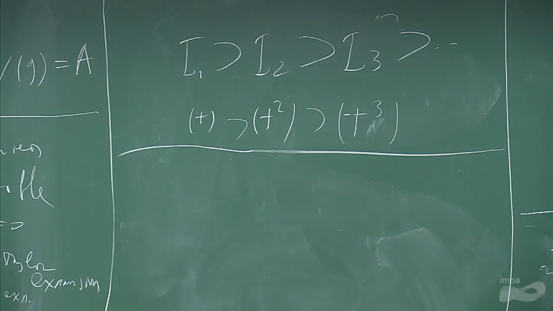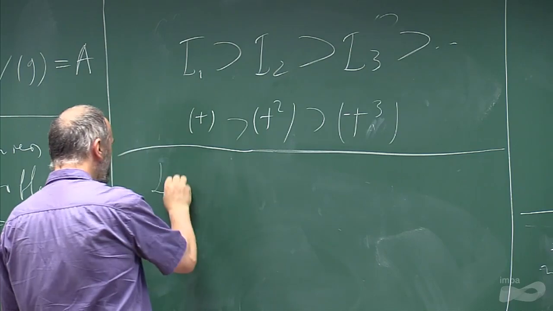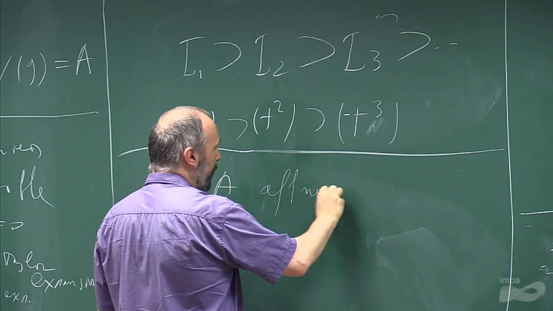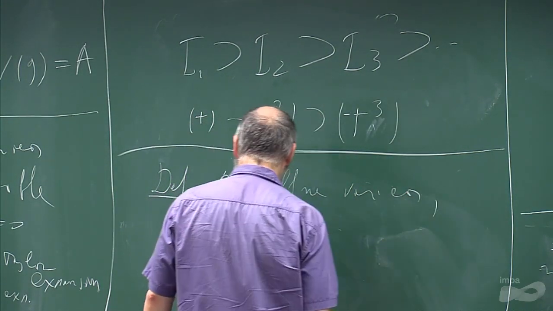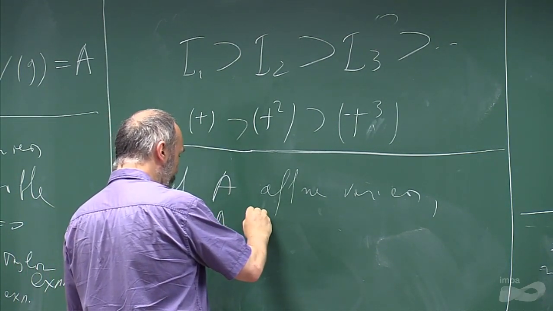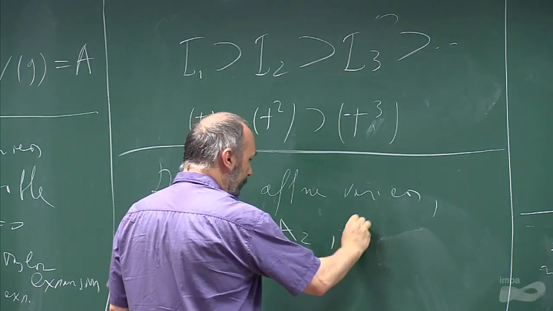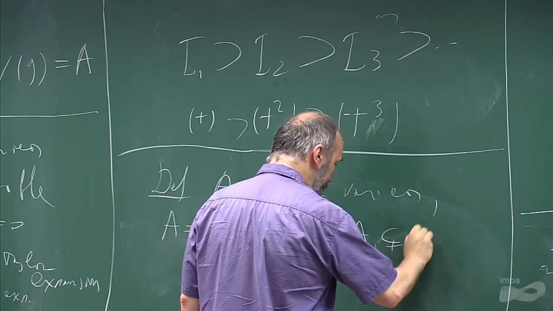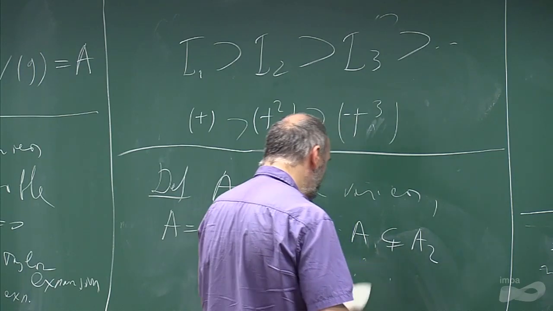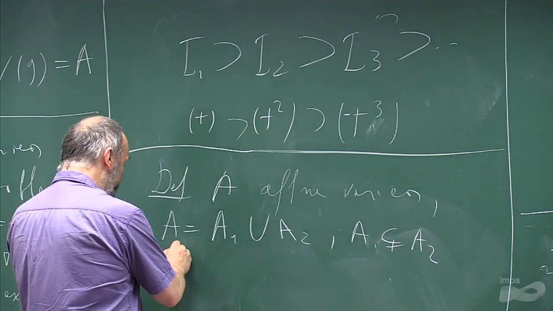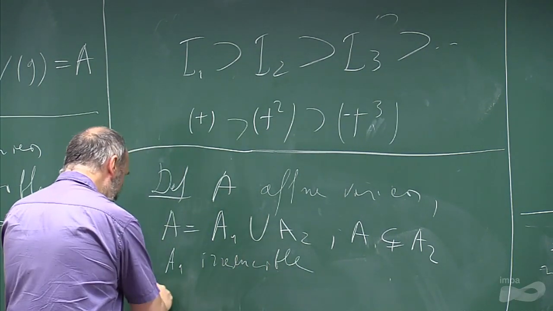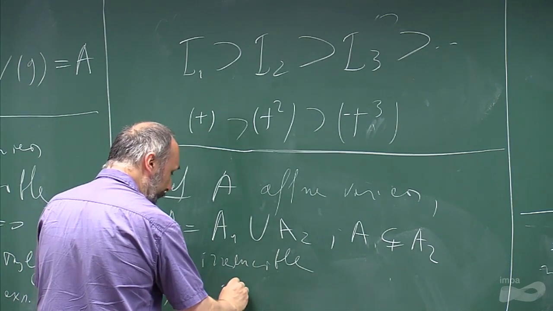Okay, so now about irreducible components. So definition: if you have an affine algebraic variety A expressed as a union of A1 with A2, and A1 is not contained in A2, and A1 is irreducible, then A1 is called an irreducible component.